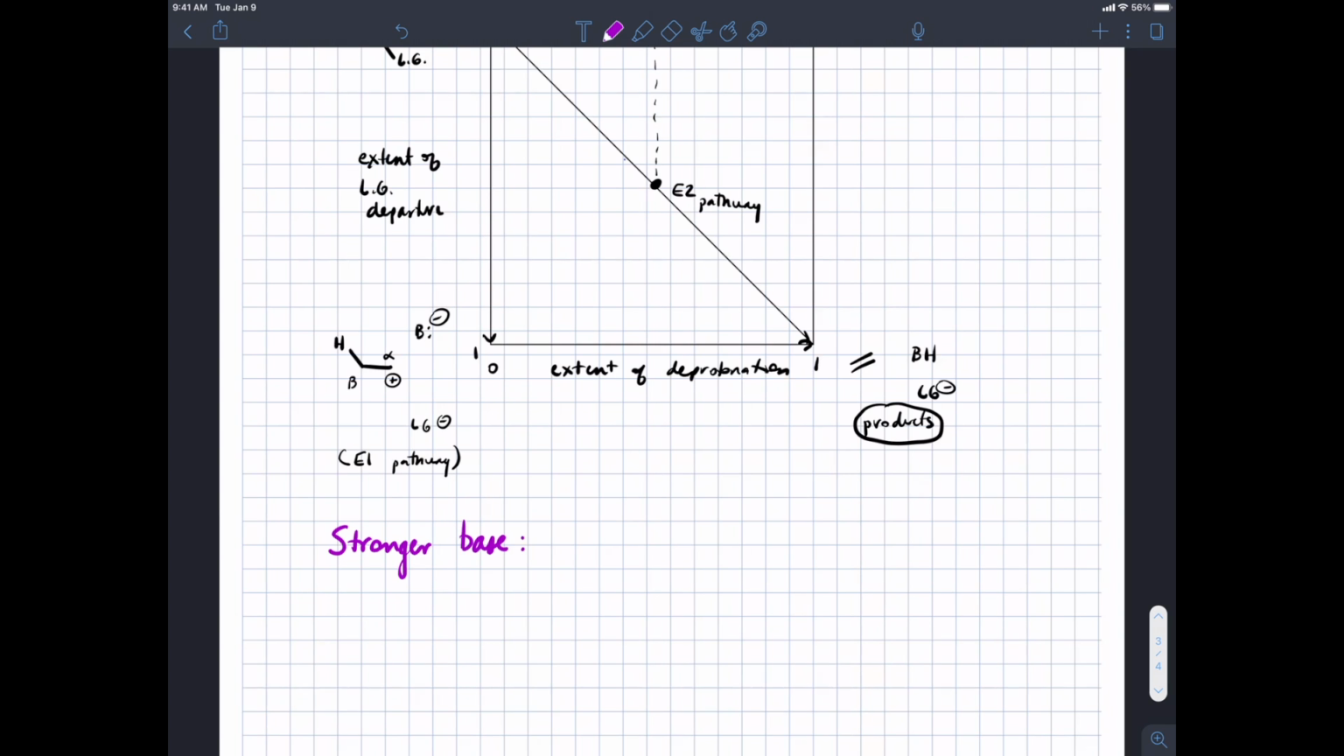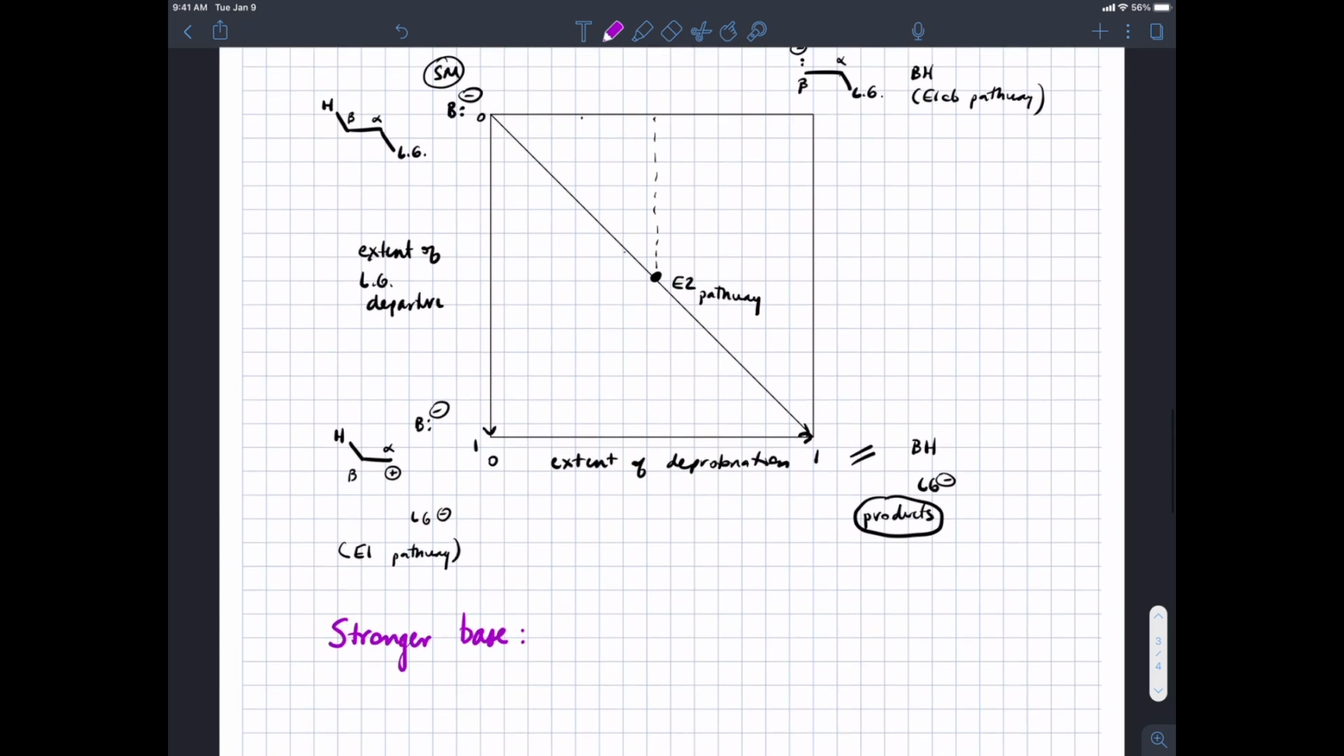Okay, right, which makes sense. We would have described it in anthropomorphic terms in 351. A stronger base isn't going to want to sit around and wait for the leaving group to leave. It will start deprotonating first. But of course, molecules don't want anything because they are not people, though it's sometimes useful to think they are.